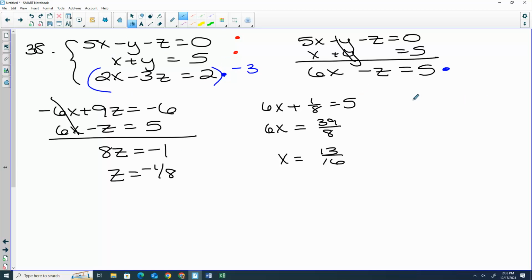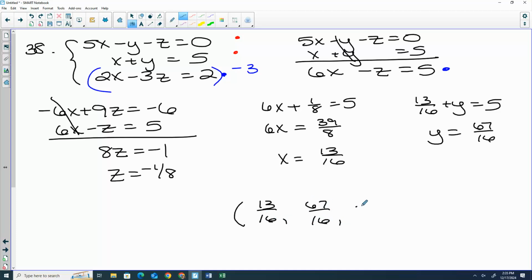I'll just go to the second one. So that was x plus y equals 5. So if we subtract the 13/16, so then we write it in alphabetical order. X, Y, Z.